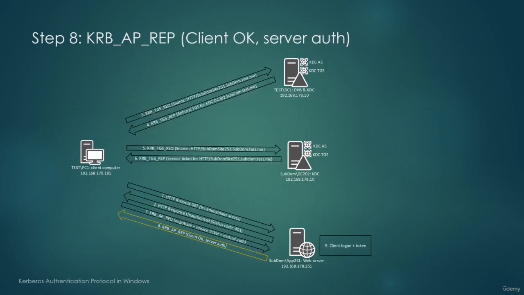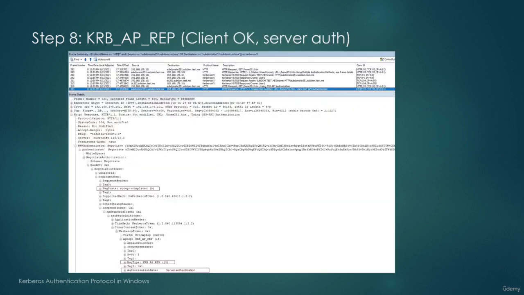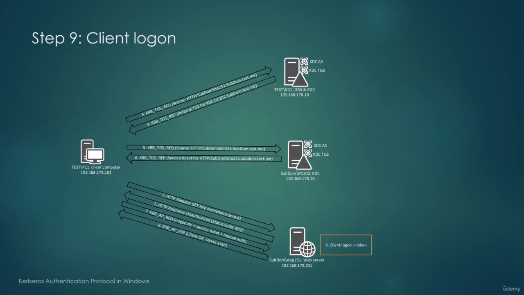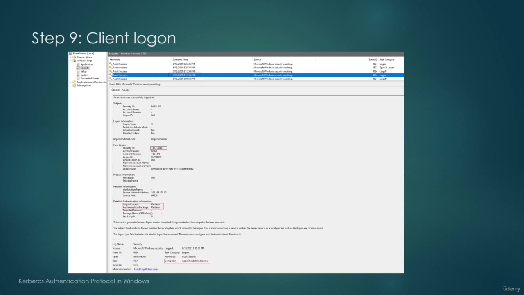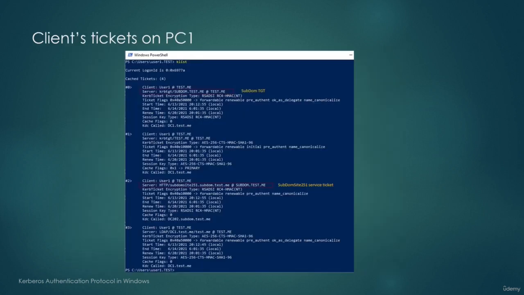The server authenticates itself to the client. The client logs on, and we see the Kerberos user logon event in the app251 web server security log. User1 cached the TGT for the subdomain and the service ticket for subdom site 251 on PC1.